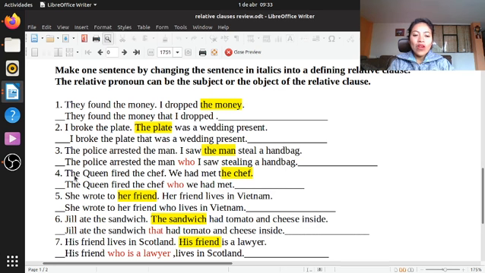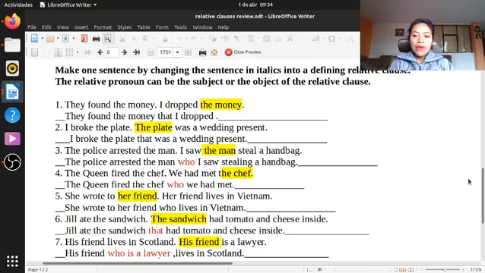Okay, number 4. The queen fired the chef. We had met the chef. What do we have in common here? Very good. We have the chef, right? The chef is an object, a person, a place, maybe it's time. Excellent. It's a person. We are going to use the relative pronoun who, right? Okay. Now we are going to join these ideas. The queen fired the chef who we had met, right?